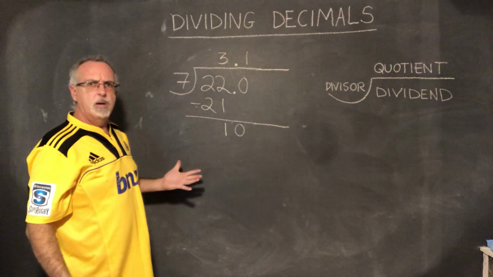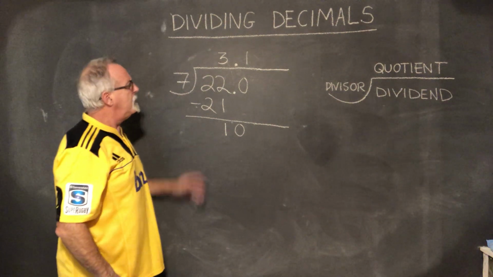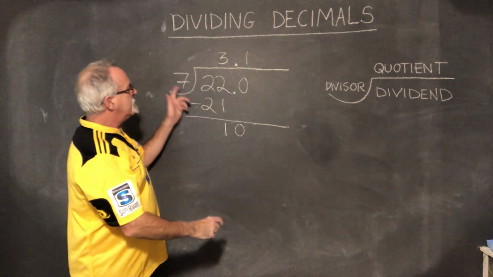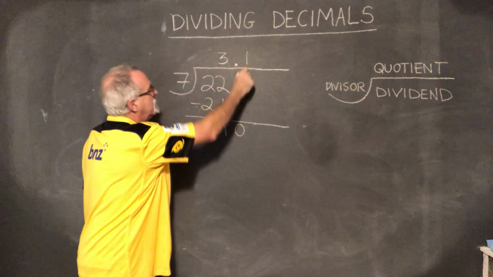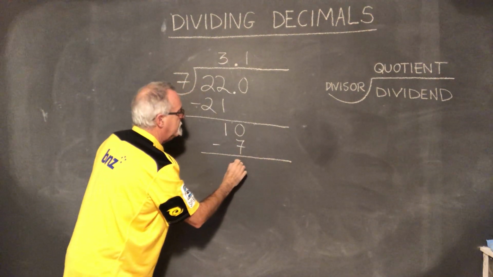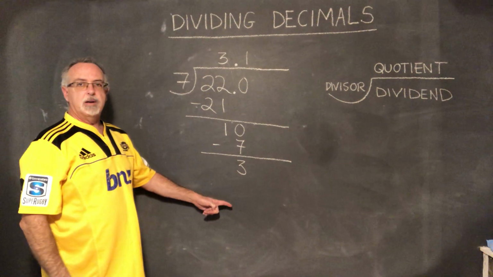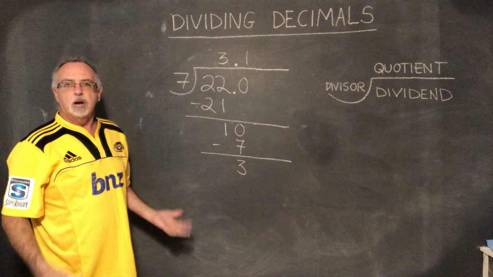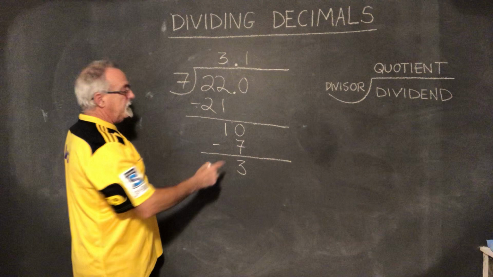Is it always going to be a 1? Kept on being 1s in the last example. Let's go a little further and see. 7 fits into 10 1 time. 7 times 1 is 7. When I subtract, nope. 10 minus 7 is 3. It's not another 1. So I'm not getting just 1s. It's not always going to be 1s. But I can keep going.